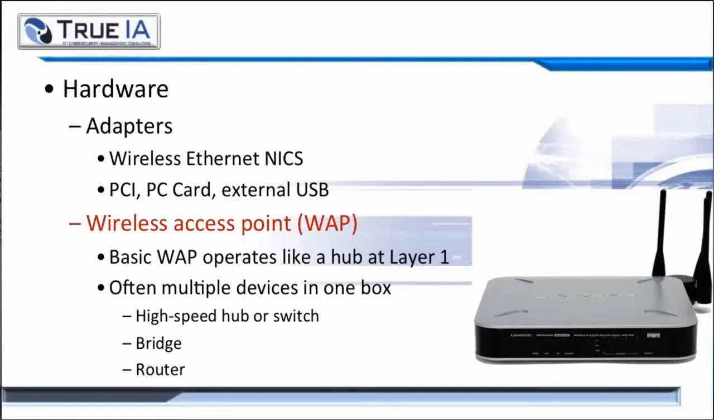So let's start with the hardware. You're going to need an adapter. This is your wireless NIC, whether it be a PCI or PCIe card, maybe a PC card, or an external USB. You're also going to need a WAP, or a wireless access point. Understand that a basic WAP is a layer 1 hub. What you have in your homes, well, it's really multiple devices in a single box. You have the high-speed hub or switch. You also have a bridge, and you also have a router.